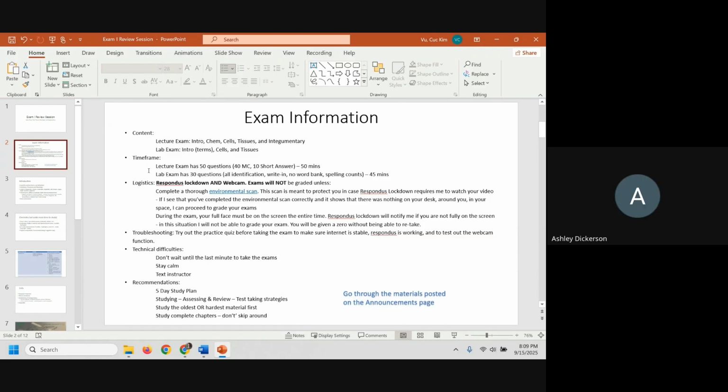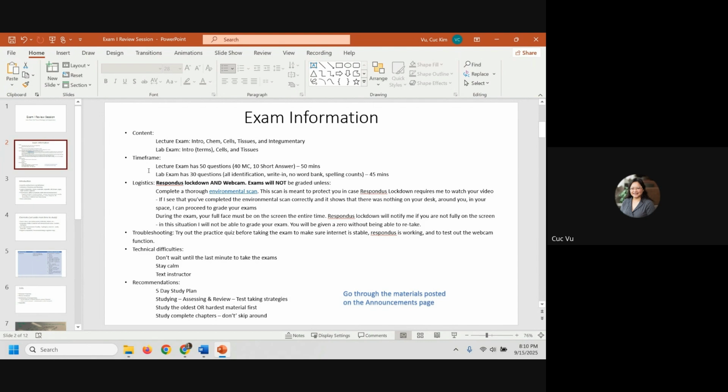So 10 questions? Yes, ma'am. Absolutely. They're all identification or defining. They are all write-in, so there's no multiple choice. There's no word bank and spelling counts. Because you have to type everything in, you do have 45 minutes to take that 30 question lab exam.